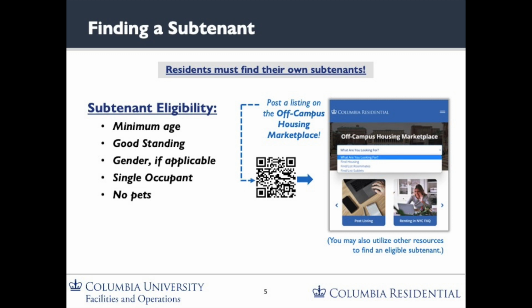And then finally, no pets. We have a no pet policy. This is for students. Subtenants may not have pets in any Columbia residential units. So do use this off-campus housing marketplace as a resource to help you find a subtenant, if that makes sense. If you're looking for a subtenant and you don't know of other resources, that could be an excellent resource. All right, thank you, Susan.